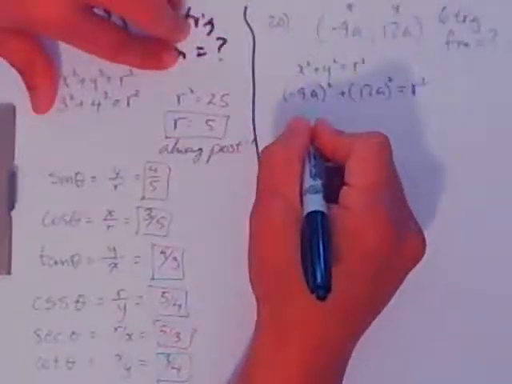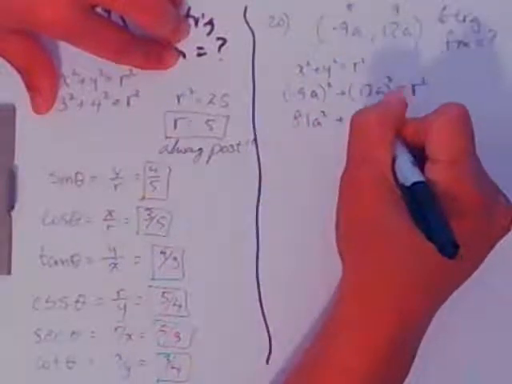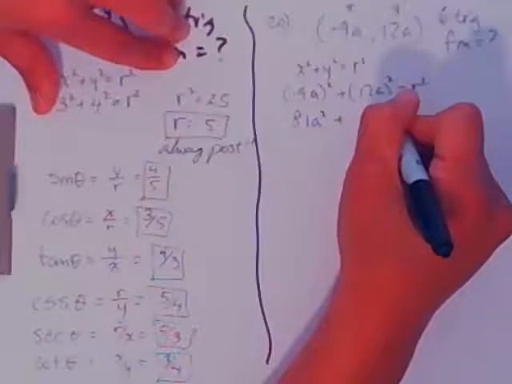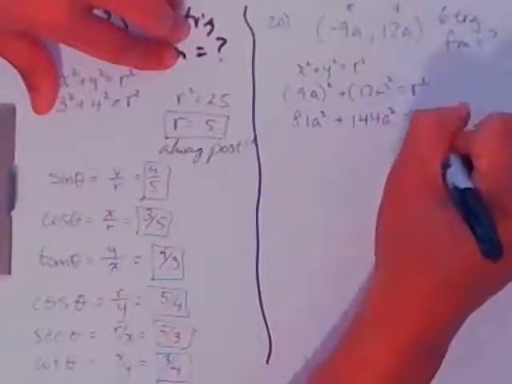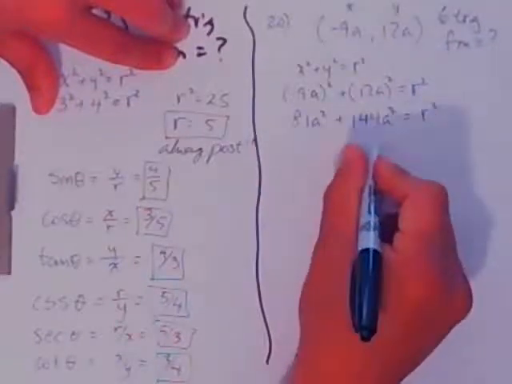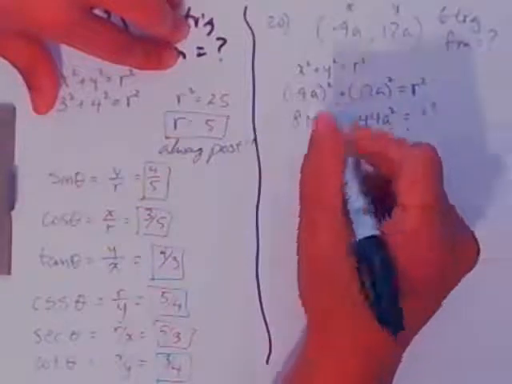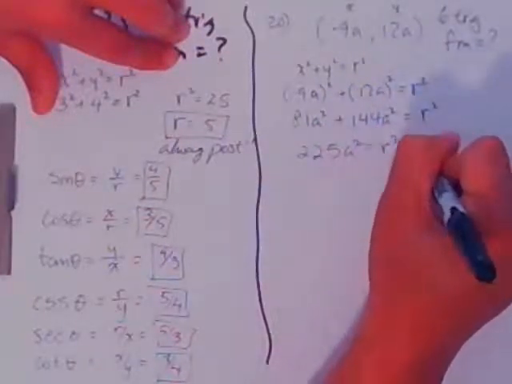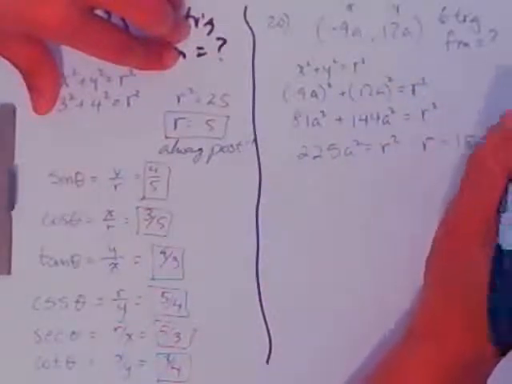Negative 9a squared is going to be 81a squared plus 12a squared is going to be 144a squared is equal to r squared. We can add those. It becomes 225a squared is equal to r squared. R, you take the square root of that, it becomes 15a.